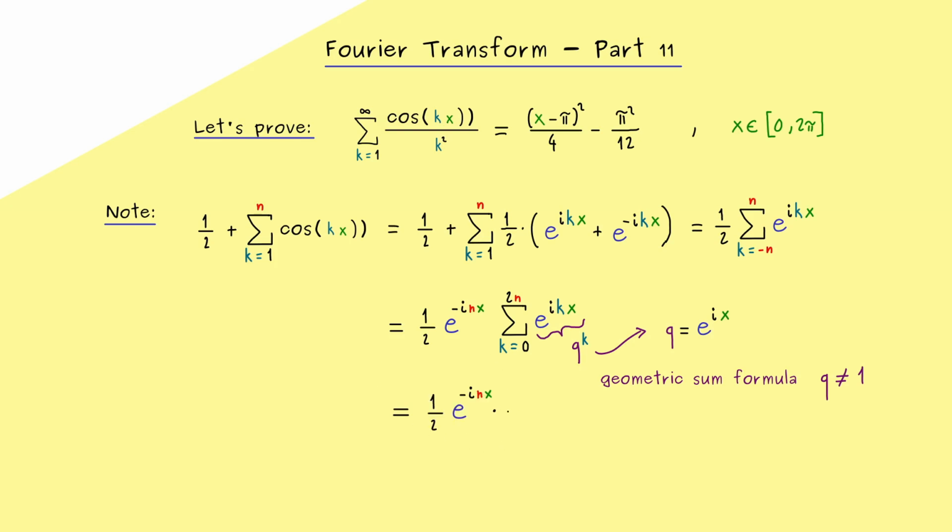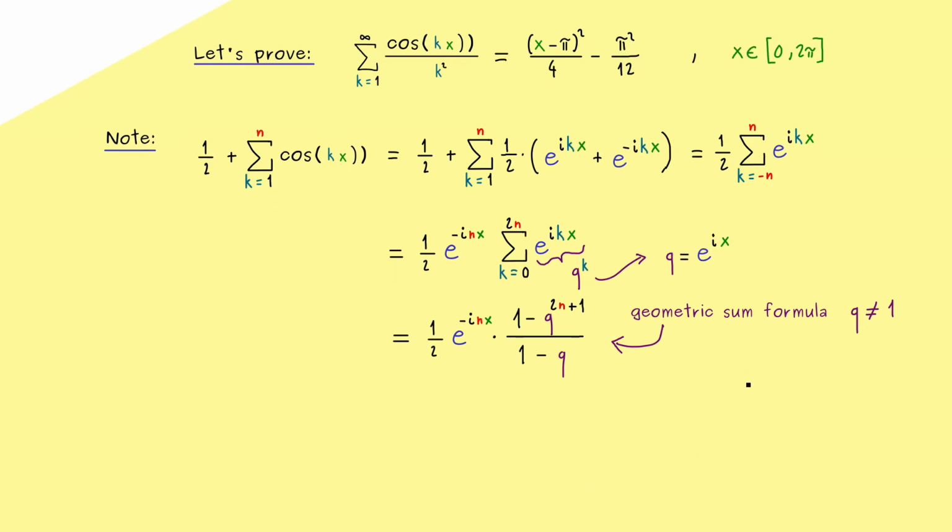In fact, this formula is easy to remember. Just take 1 minus q for the denominator, and the same in the numerator, but there q has the power as the end index of the sum plus 1. So in this case we have 2n plus 1. So this is the geometric sum formula as we have discussed it in the real analysis course or the complex analysis course. So in the case you have never seen this formula at all, please check out these old videos.